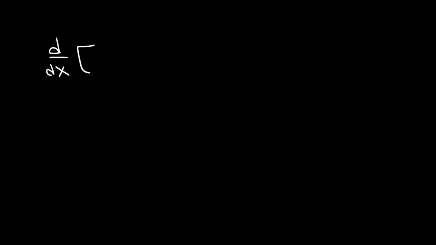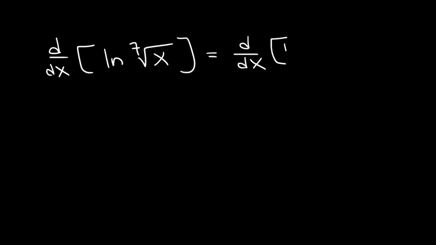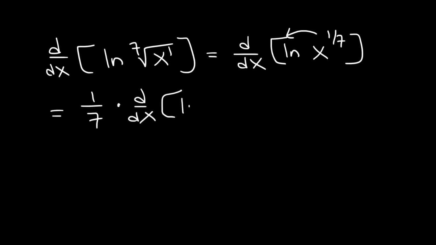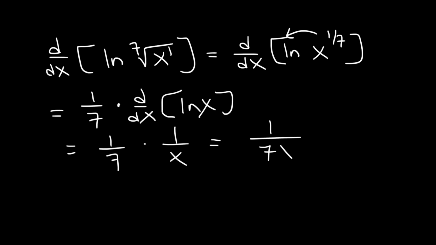Now go ahead and differentiate the natural log of the 7th root of x. Try that problem. Now the best thing to do for this example is to rewrite it. So let's rewrite the radical as a rational exponent. So this is going to be x raised to the 1 over 7. And then we can take the exponent and move it to the front. So this is 1 over 7 times the derivative of the natural log of x. So this is going to be 1 over 7 times 1 over x. So the final answer is 1 over 7x.